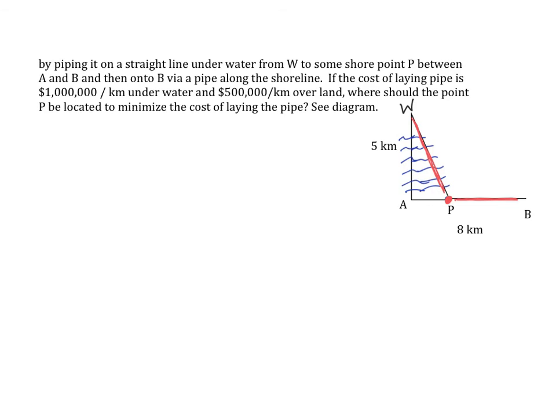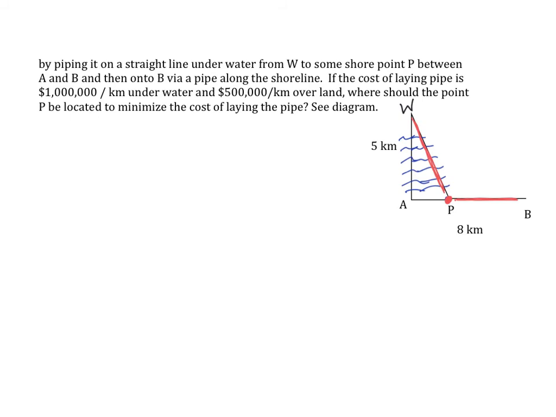So I have my options of putting point P wherever I want. I could put it right here and then go underwater right here and all across the land right there. I can go all the way across, all underwater to point B. So those are the two extremes I have. Or find a balance point in between that will minimize that cost. So let's go ahead and set the cost structure up for this.